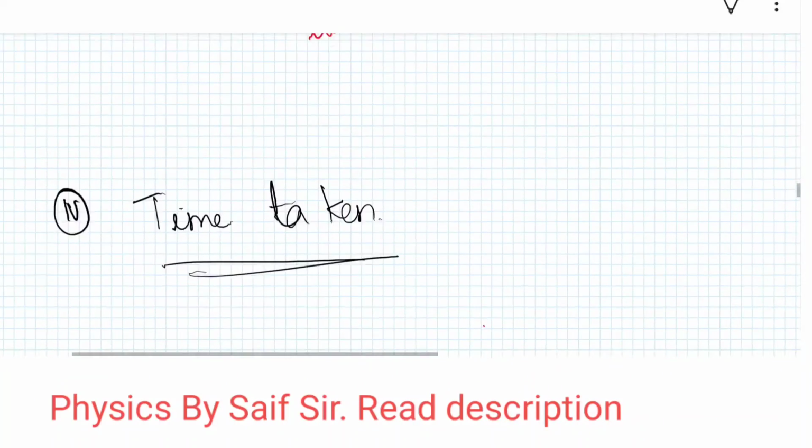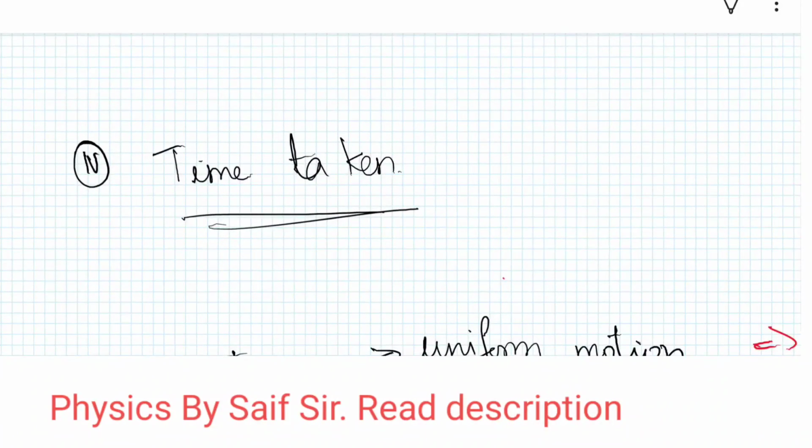Now the last parameter is time taken, which you have already seen in the above three parameters. This ends the video. Here we have seen the parameters of motion. In the next video we will see the different kinds, different categories of motion.